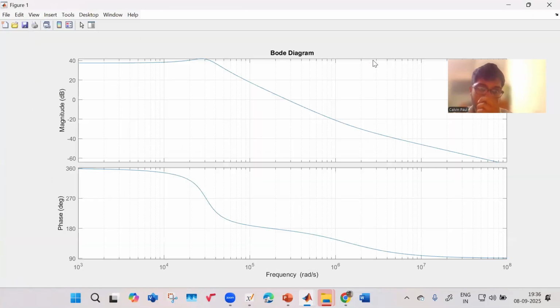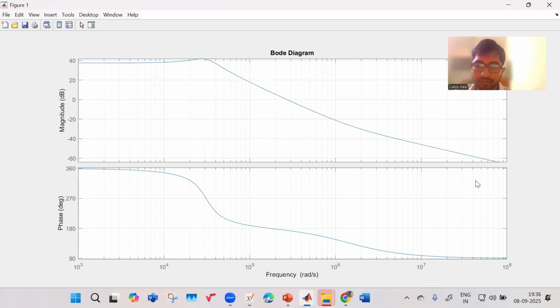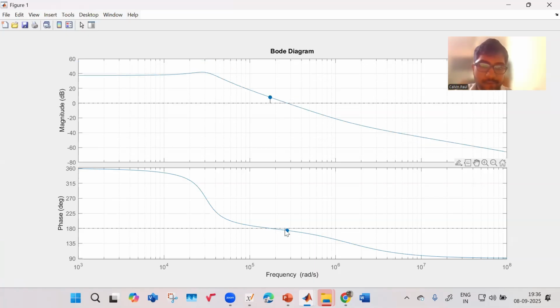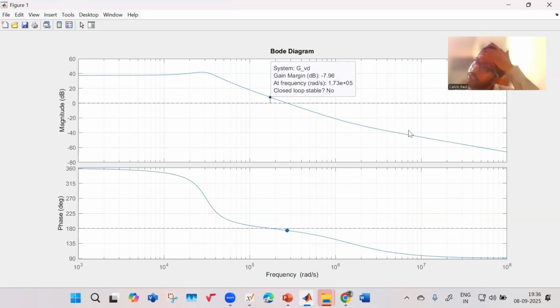So this is the Bode plot, right? This is the Bode plot which we get. Now, we can do characteristics. We can see the stability margins. We see this over here. It is showing unstable. Open loop, it is unstable. If we close the loop without any compensation, it is showing unstable.